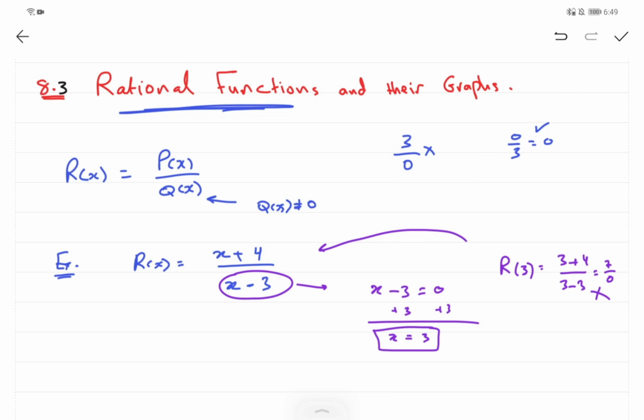Okay, so again, x equals 3 causes a problem. Why? Because x minus 3 is in the denominator, and when you substitute 3 instead of x, you're going to get 0 in the denominator. So this point, when x equals 3, we call it a point of discontinuity. So x equals 3 is a point of discontinuity.